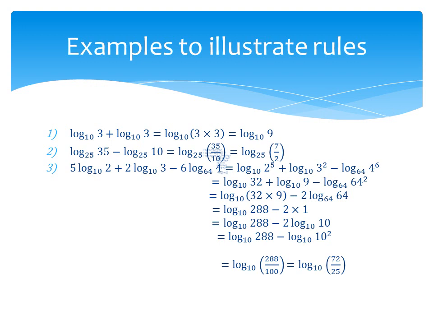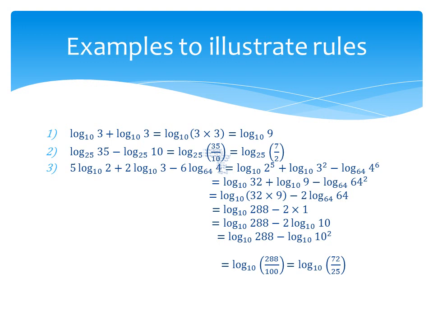So here we have some examples to illustrate the rules. The first rule is log a plus log b is log of a into b. So log 3 plus log 3 can be written as log of 3 into 3, log of 9. The second rule is log a minus log b can be written as log of a by b.